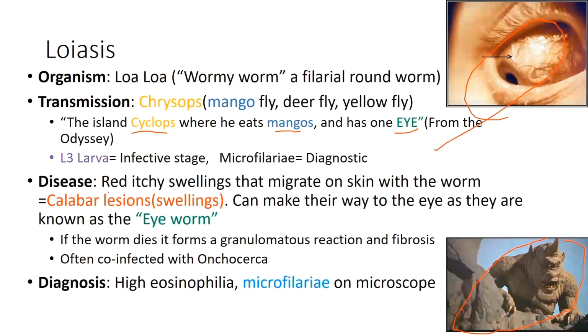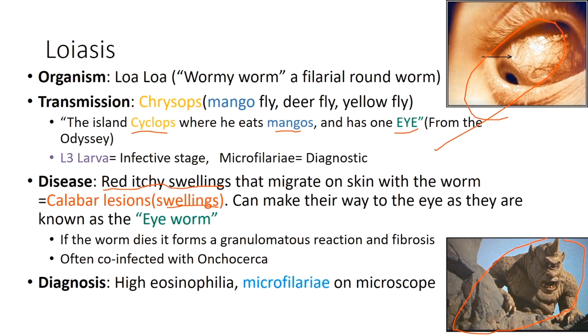So the disease progresses from where it infects, and you have these red itchy swellings under the skin that migrate along the skin with the worm. They're called Calabar lesions or Calabar swellings. This is actually super high yield. If you see that in a stem, we pretty much are talking about Loa loa.